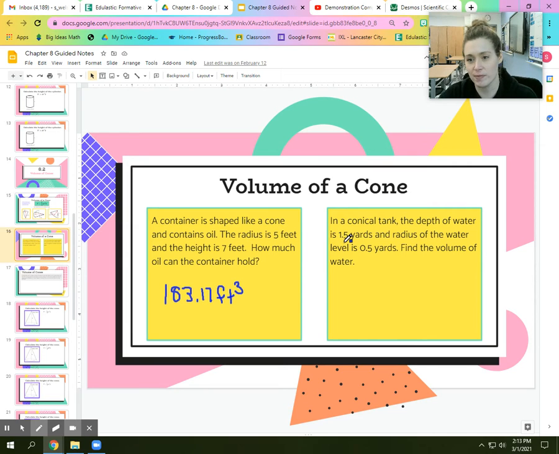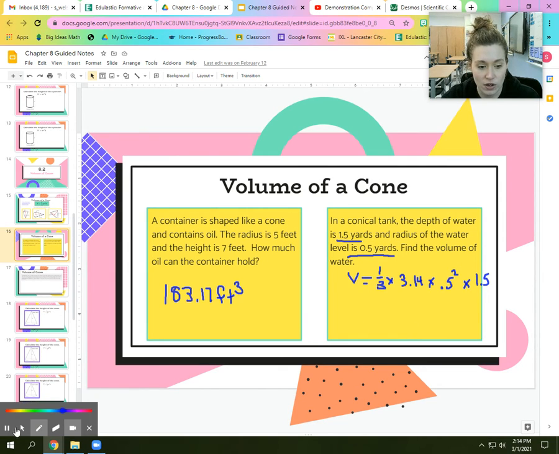All right, the next one, dimensions now have some decimals in them. Sometimes that throws people off, but it's still the same thing, and we have a calculator to help us, so no need to panic, right? We just plug it in to the formula. So volume equals 1/3 times pi 3.14 times the radius. It tells me here that the radius of the water level is 0.5 yards, so 0.5. So I'm going to say 0.5 squared times the height, which it tells me is the depth of the water, how deep it is, that's the height, 1.5 yards.